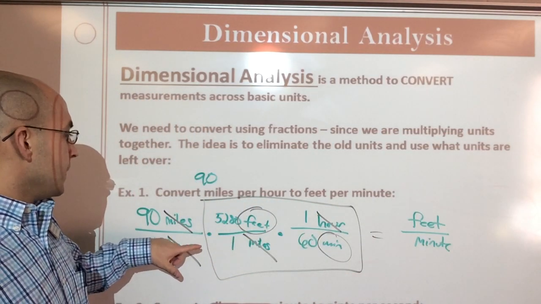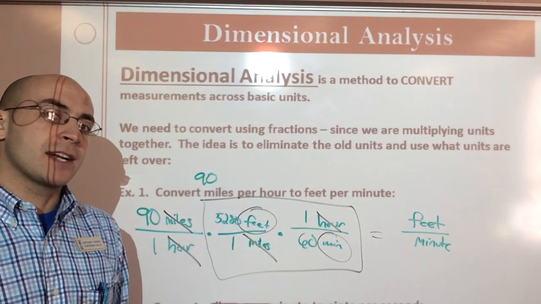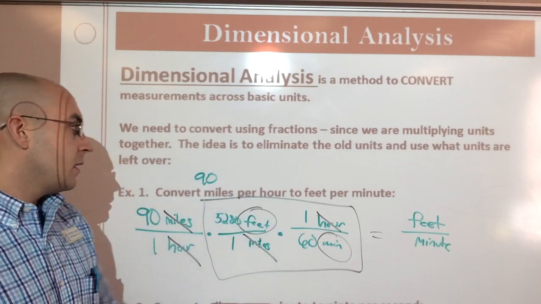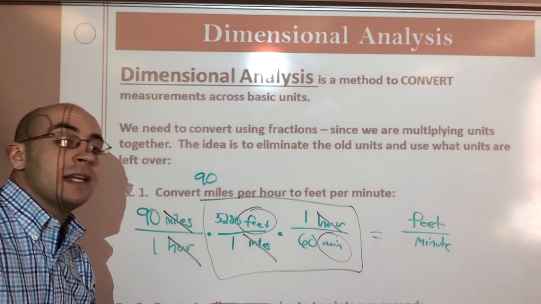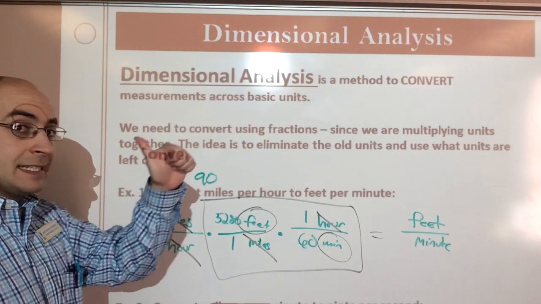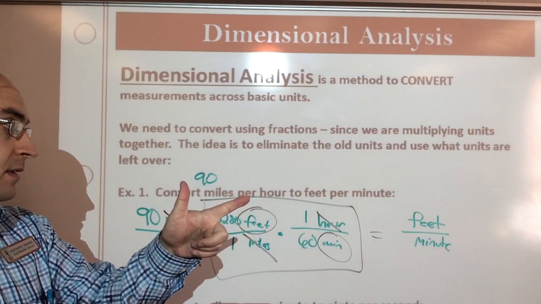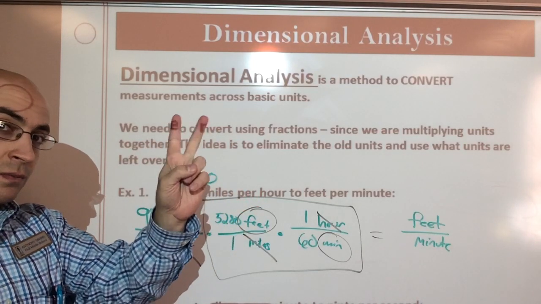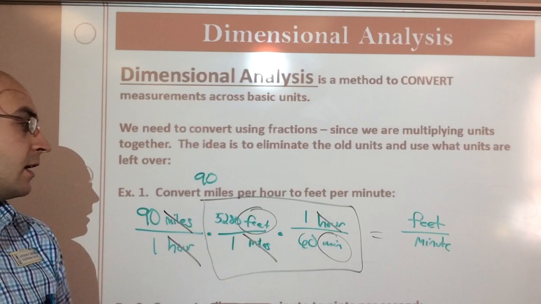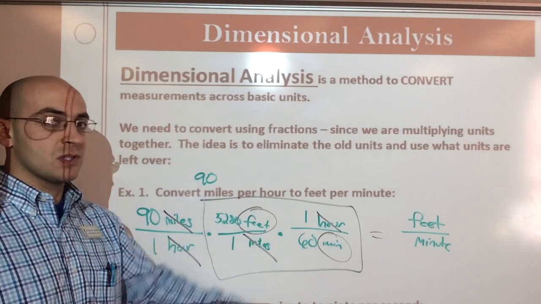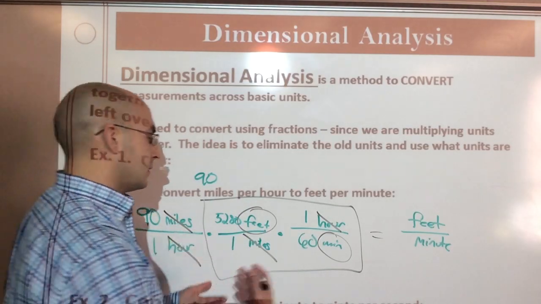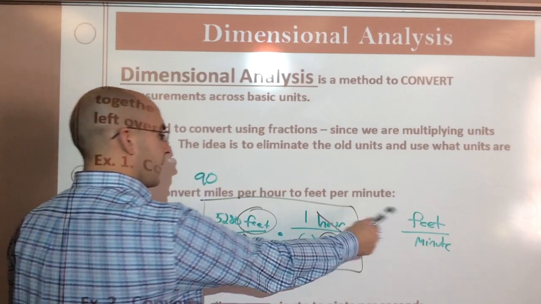Anyway, I made 2 fractions here. I created 2 fractions to get from one end to the other. And it makes sense because that's how many conversions I needed to do. I needed to get miles to feet, and I needed to get hours to minutes. So 2 conversions, right? And I made 2 fractions in between the start and the end. So you would get a number, and it would be 90 times 5280 over 60.